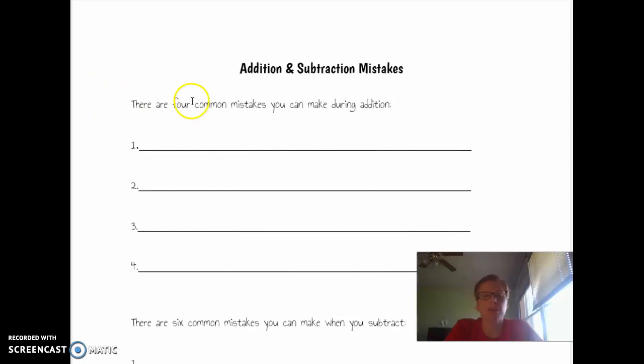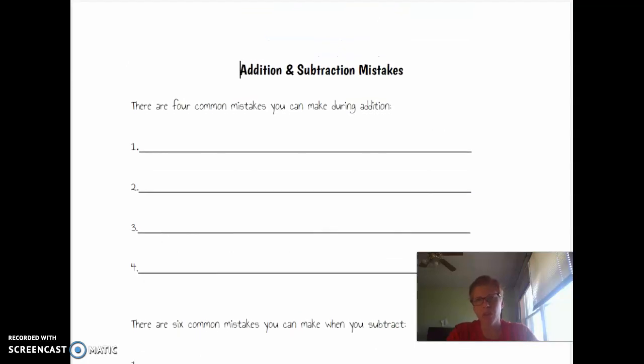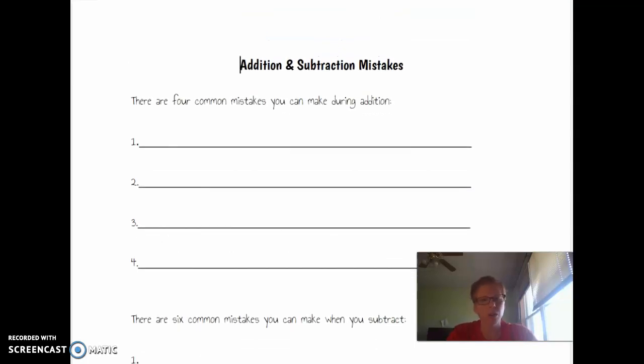So on this piece of paper, we have at the top addition and subtraction mistakes. Below it, it says there are 4 common mistakes you can make during addition, and then we have 4 blanks. Underneath it says there are 6 common mistakes you can make when you subtract. So what you are going to do with this piece of paper is write in it while you're watching these videos, and as you watch, you're going to record the 4 common mistakes that you can make during addition, and you'll write each one of them down in the spots. Don't worry, I'll let you know what they are.